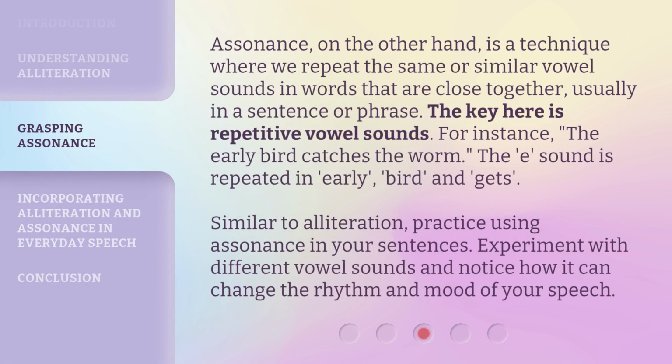Assonance, on the other hand, is a technique where we repeat the same or similar vowel sounds in words that are close together, usually in a sentence or phrase. The key here is repetitive vowel sounds. For instance, the early bird catches the worm. The E sound is repeated in early, bird, and gets.